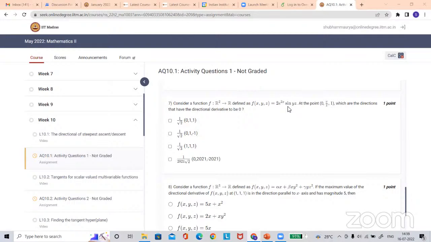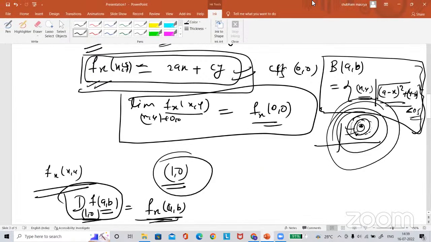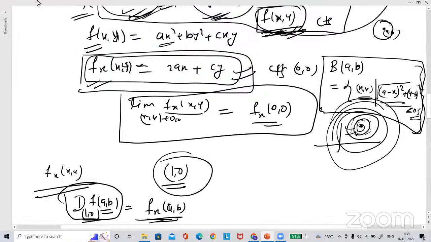I tried doing it, sir, but I got 4 as a solution. Gradient as 4? No, 4. Why, what is the problem? Just need to think about this one. Just 1 minute.